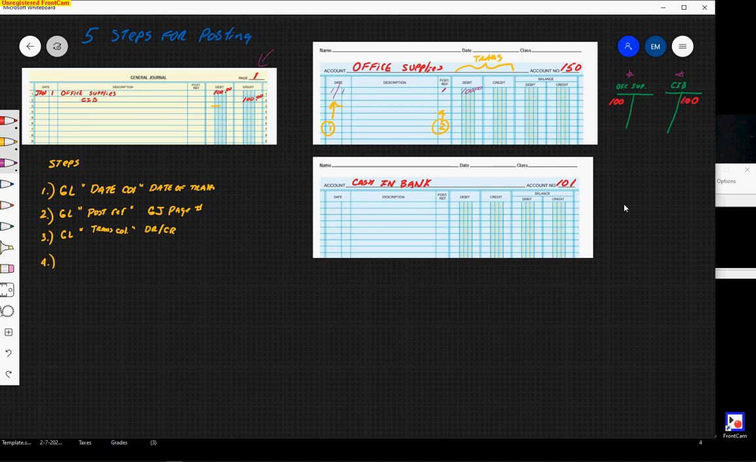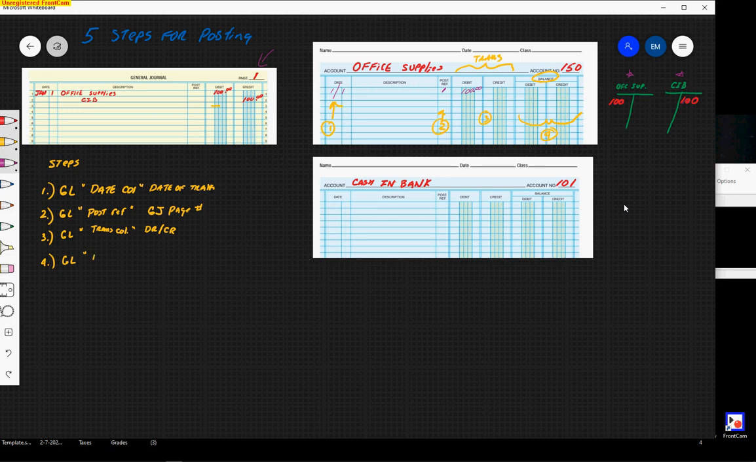Fourth step, what form? General ledger. You see a little pattern here? Where on the form? Well, we are talking about calculating a new balance, right? So this is the 4th step, balance. Well, there's no previous balance to speak of, so that $100 is going to be very easy to deal with.